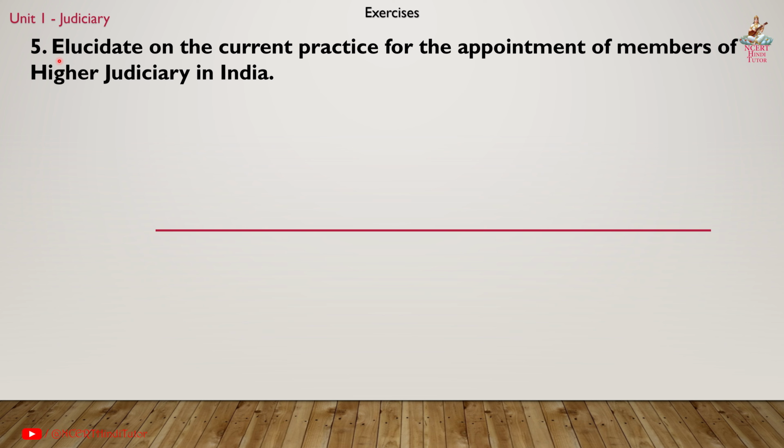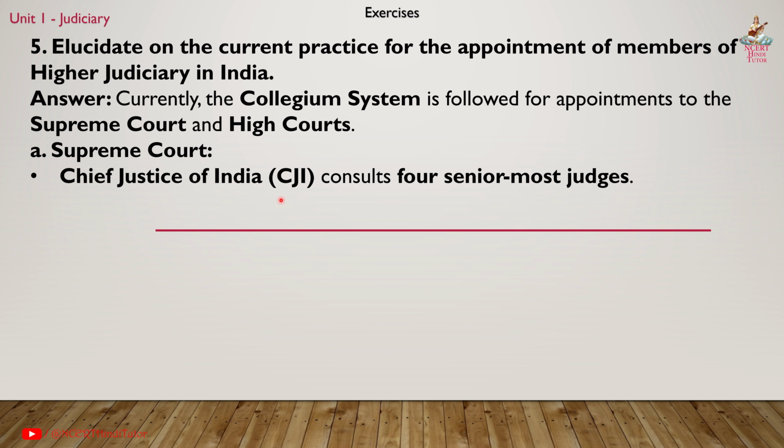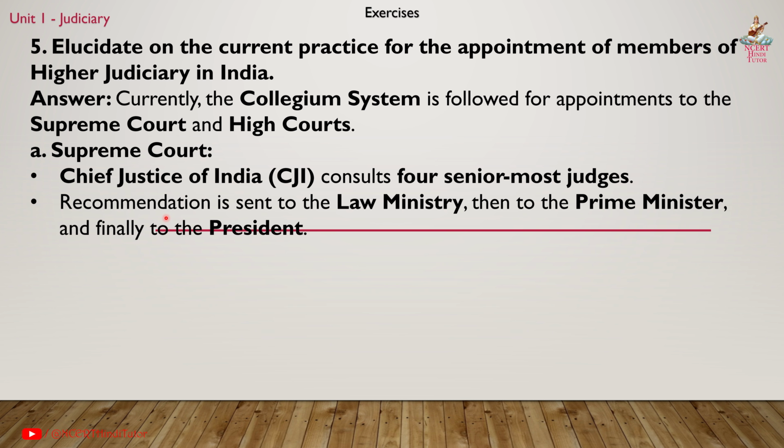Question 5. Elucidate on the current practice for the appointment of members of the Higher Judiciary in India. Answer. Currently, the collegium system is followed for appointments to the Supreme Court and High Courts. A. Supreme Court. Chief Justice of India CJI consults 4 senior-most judges. Recommendation is sent to the Law Ministry, then to the Prime Minister, and finally to the President.